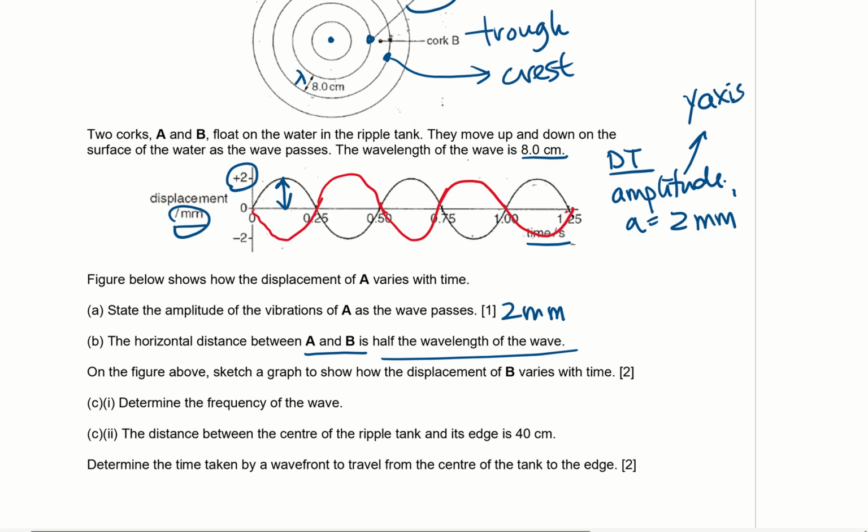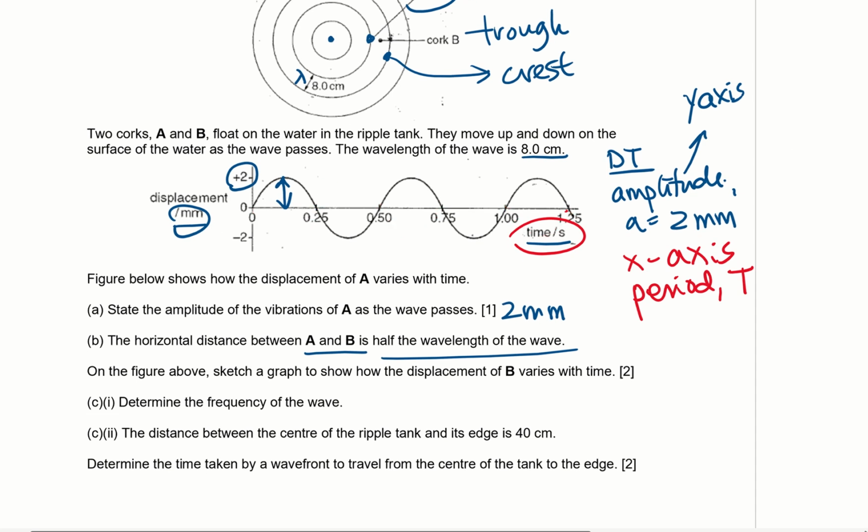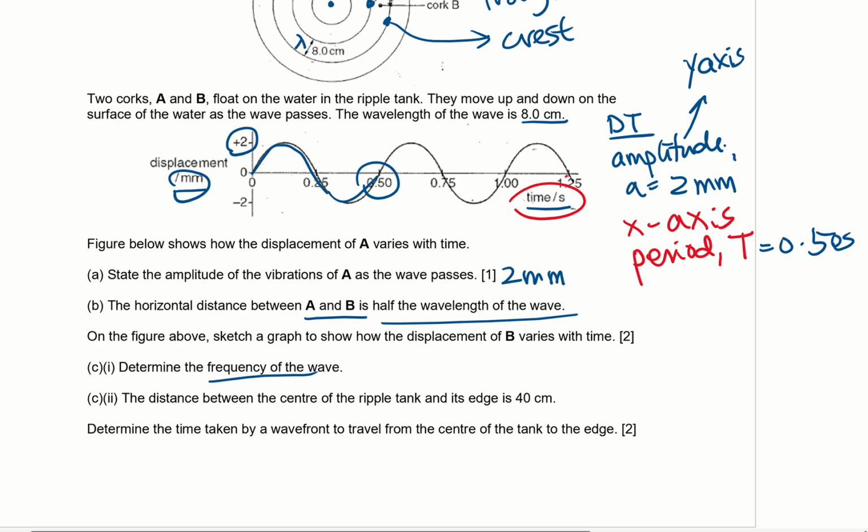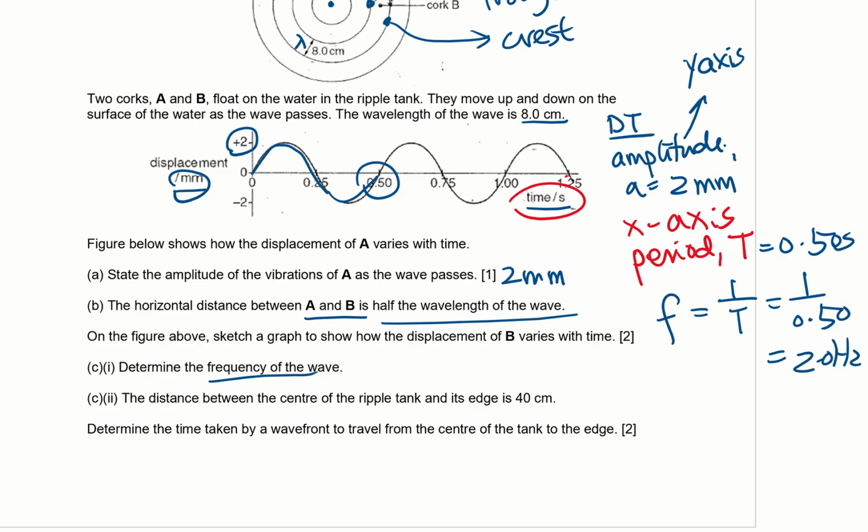Now determine the frequency of the wave. Because this is a displacement-time graph, we can get the period from the x-axis, which is the time taken to complete one wave. So let me remove the red color. Let's focus on A's profile. The time taken to complete one wave is 0.50 seconds. So the period is 0.50 seconds. What did they ask us to find? They asked us to find the frequency. So apply this formula: f equals 1 over T equals 1 over 0.50 equals 2 hertz. Okay, so we are done.